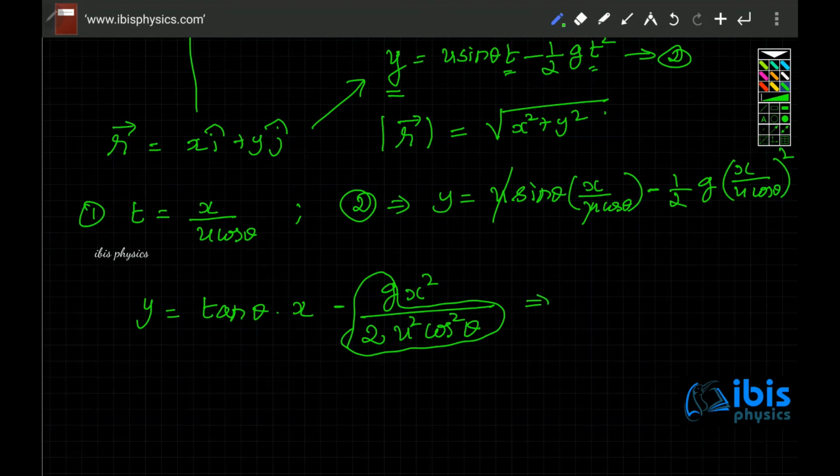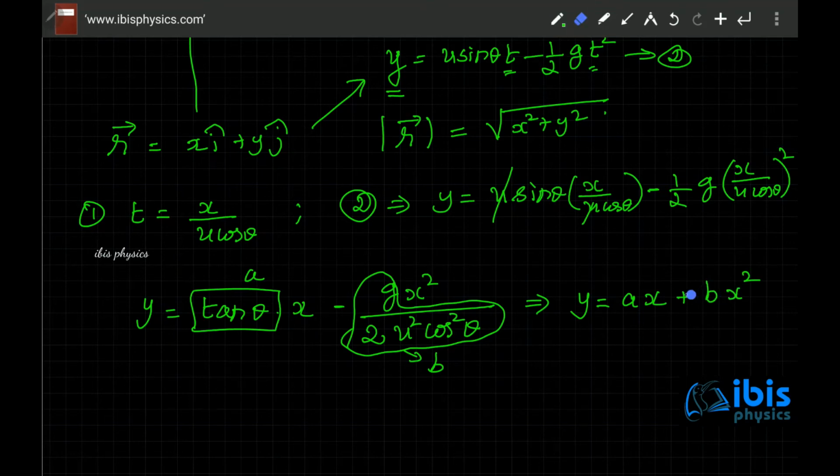So this equation can be written as y equal to, let us term this as constant a, and along with the negative sign you term this as constant b. So it is ax plus, whereas b stands for minus g by 2 u square cos square theta, then that is plus b into x square, or you can still keep b as simply g by 2 u square cos square theta. So the equation becomes ax minus bx square.